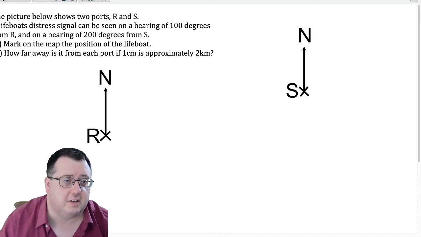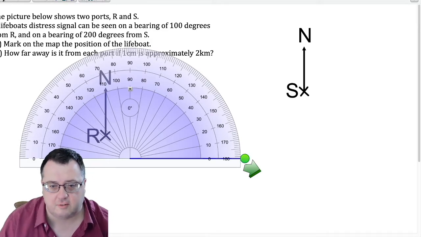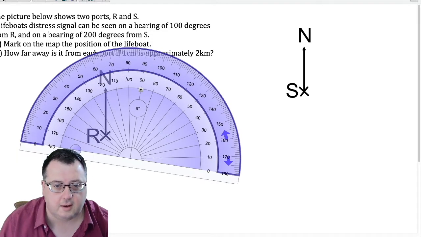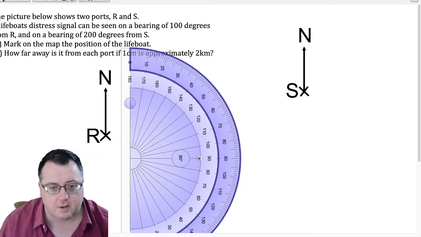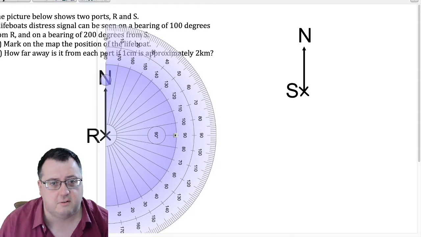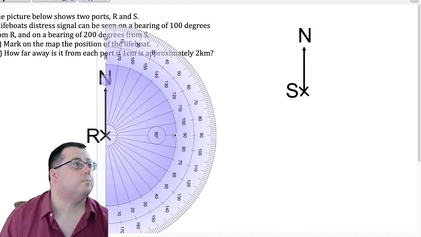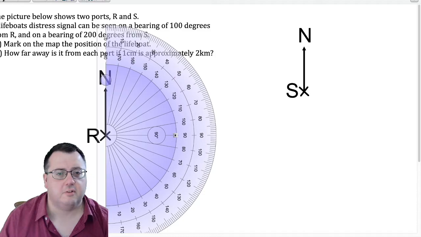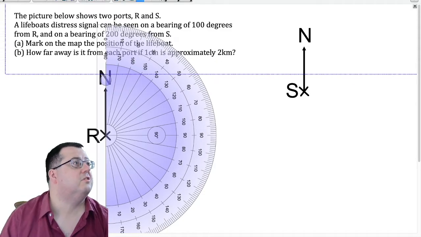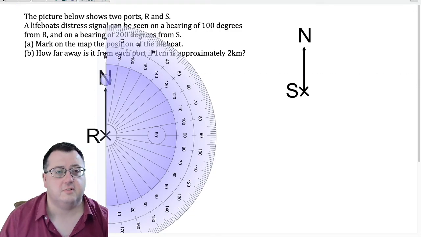So that means we're going to need this thing again, protractor. And I'll see if I can tilt it around myself this time. Here we go. There we go, that's better. So notice if I put this over R, the 0 line is directly over the north. 100 degrees. I'm going to move this over so you can see the question. There we go. 100 degrees from R.